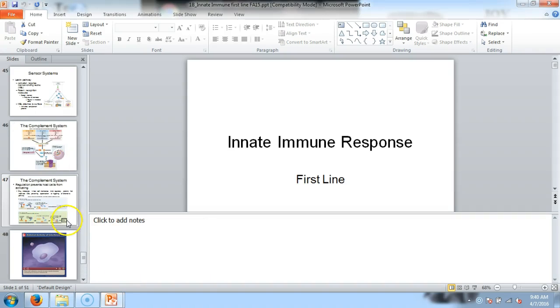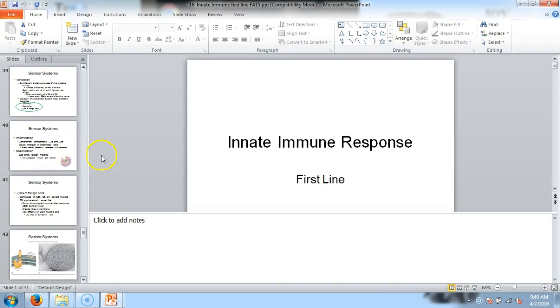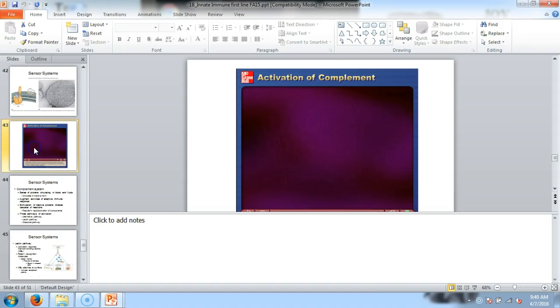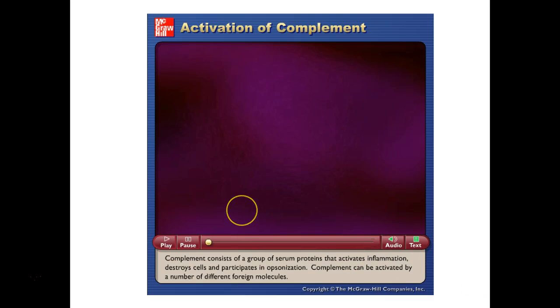We're on first line. We're on the last bit of innate immunity. So let's see. I think we're going on to activation of complement, right? So we're actually going to start out with a video. And before I play this one, let me make sure I got all my things on.